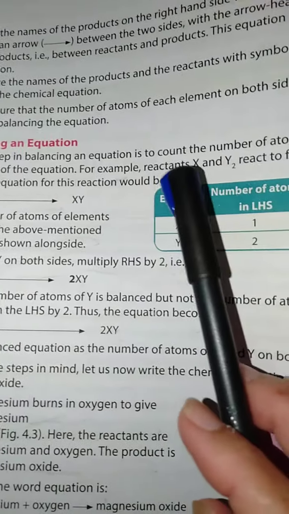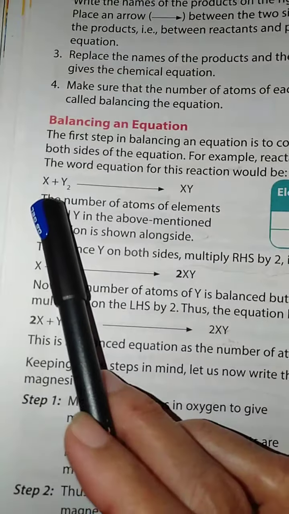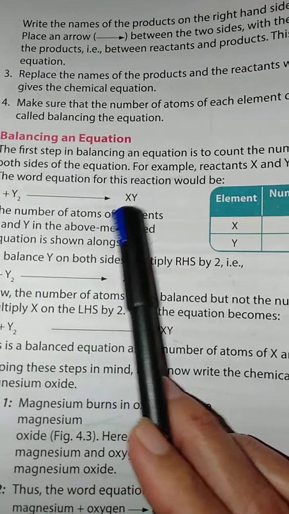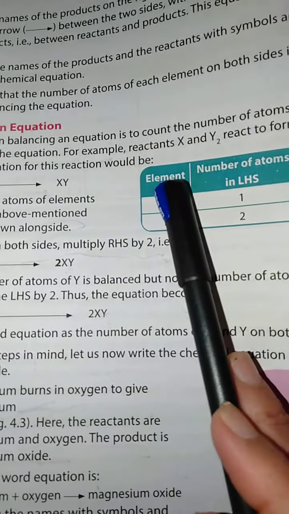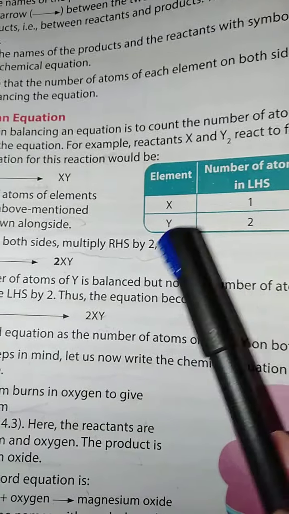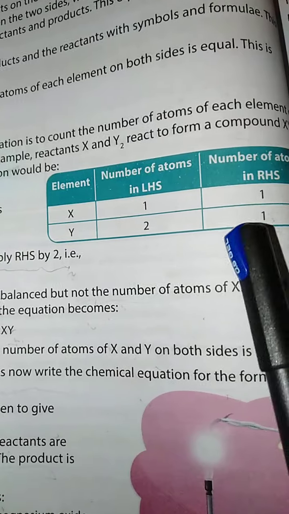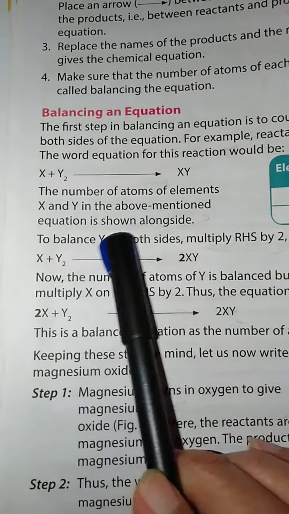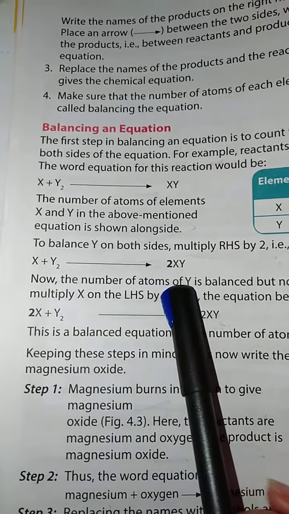For example, reactants X and Y2 react to form compound XY. Here the reactants are X plus Y2, and the product is XY. Which two elements have you taken? X and Y. The number of atoms on the left hand side: X is 1, Y is 2. The number of atoms on the right hand side: both have 1 atom. So the number of atoms of elements X and Y in the above mentioned equation is shown alongside.